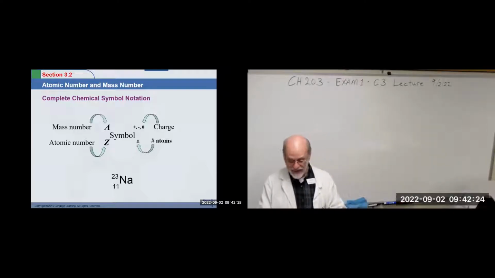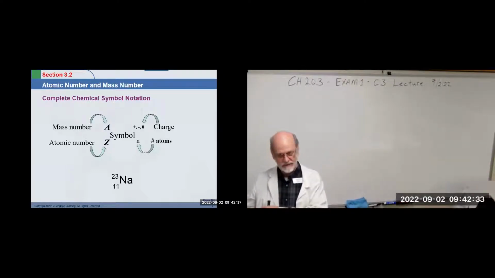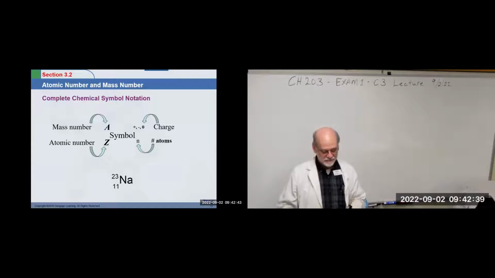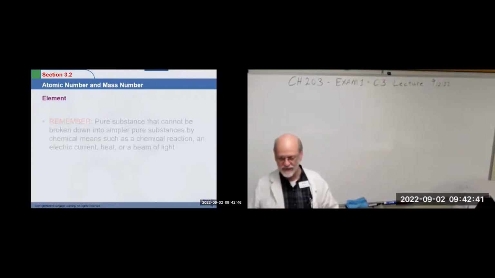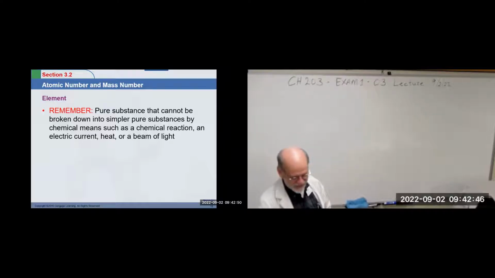And for that reason, when we make ions, what changes between, say, the neutral atom and the ion of the atom? The electrons. The only thing that can change is the electrons. If we change the protons, we've got a different element. So don't shoot yourself in the foot by changing protons.